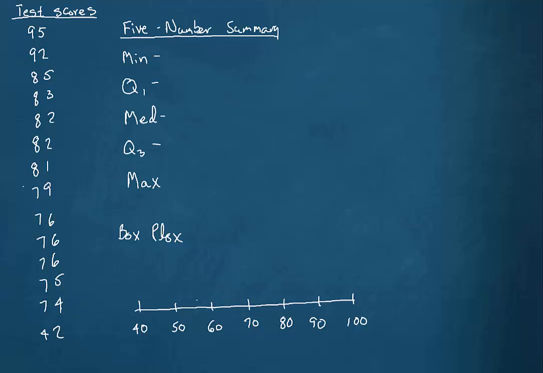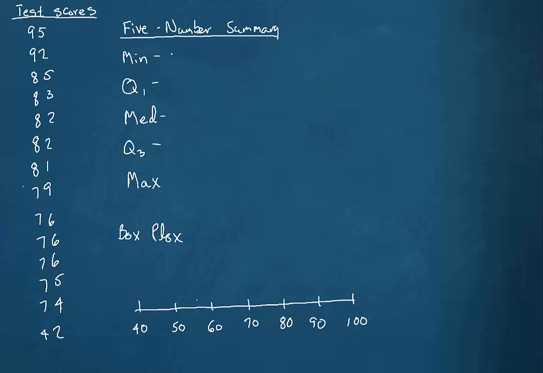We've got a 95, a 92, 85, 83, 82, 82, 81, 79, 76, 76, 76, 75, 74, but then we got this 42 right here. And a question might come up, well, what happened with this 42 right here, and does it really belong in the data set? Well, in order to answer this question, we are going to first look at what's called the 5-number summary.